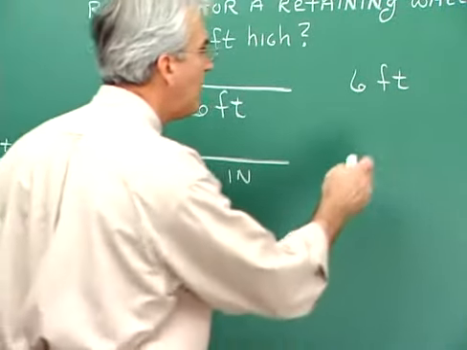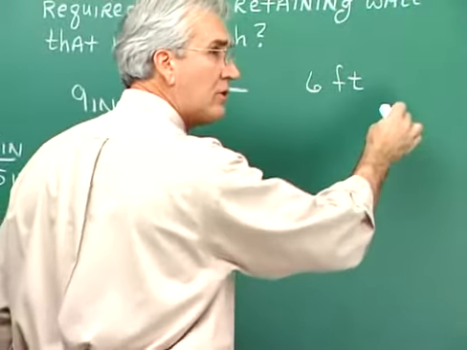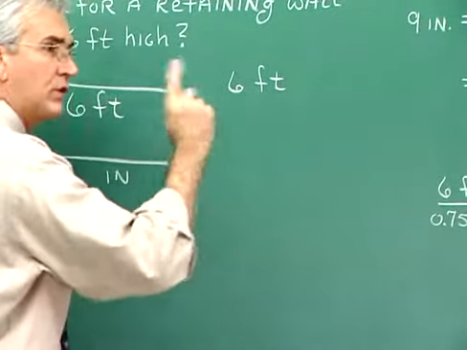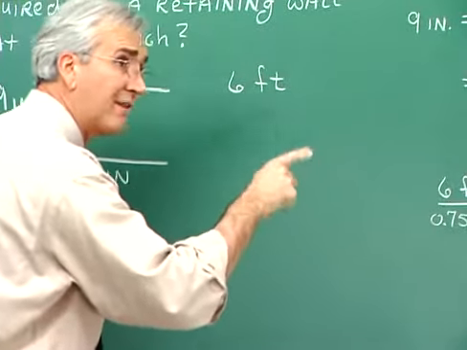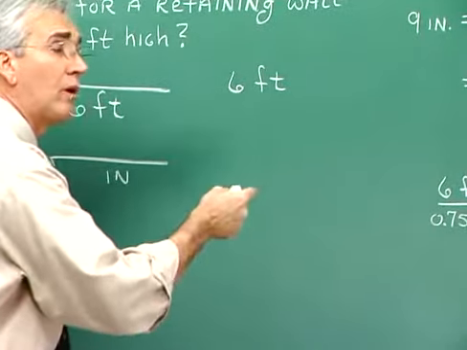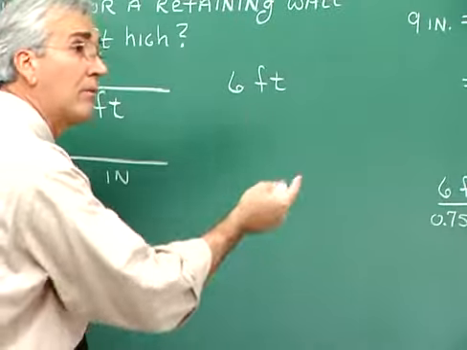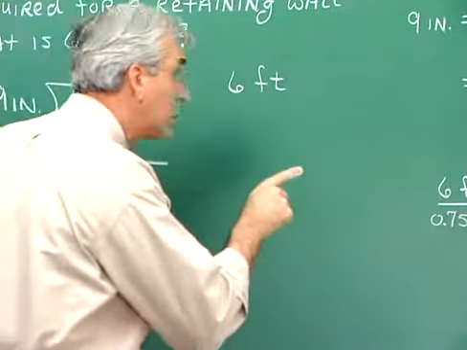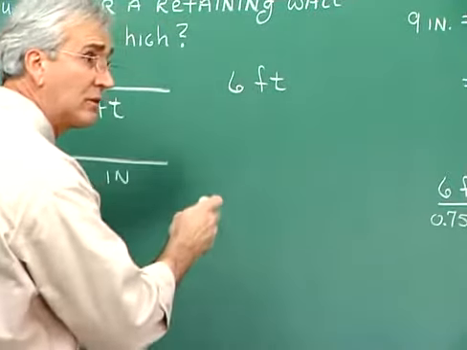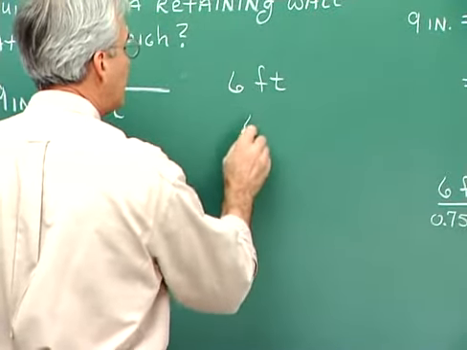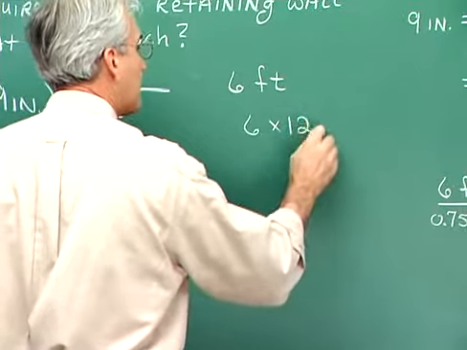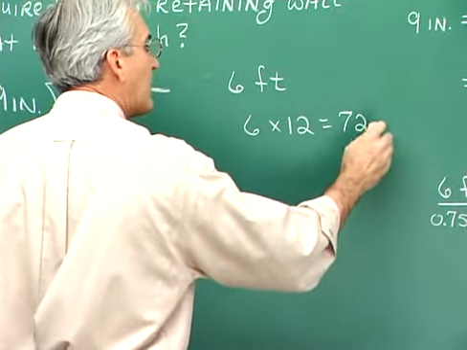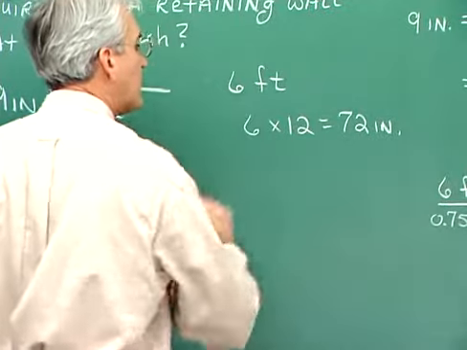Well, let's see. We can use that ratio method, or we can say, well, gee, we're going from feet to inches, we're going to a smaller unit, so there'll be more of them, and we multiply, therefore, to get more, and we multiply by the number of the smaller units that it takes to make one of the big ones. It takes 12 inches to make a foot, so we're going to multiply 6 times 12. So it's 6 times 12 is 72. So it's 72 inches then for 6 feet.